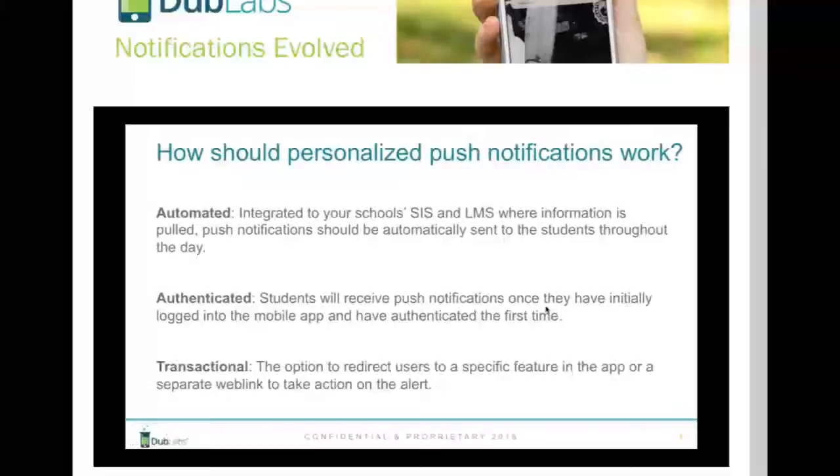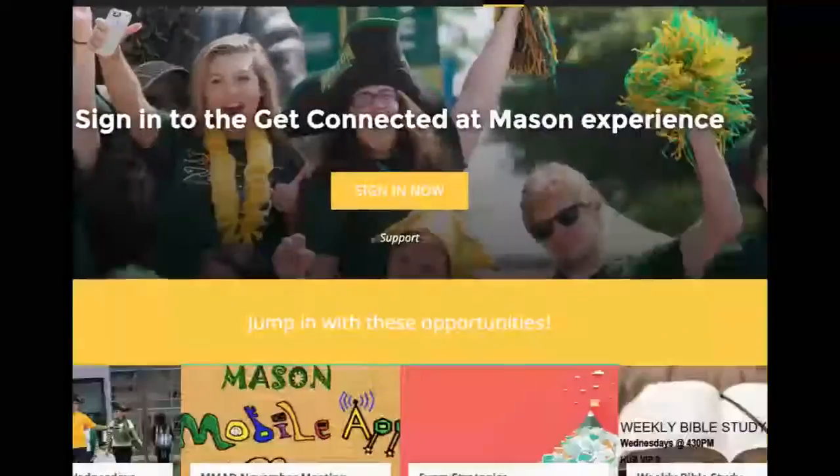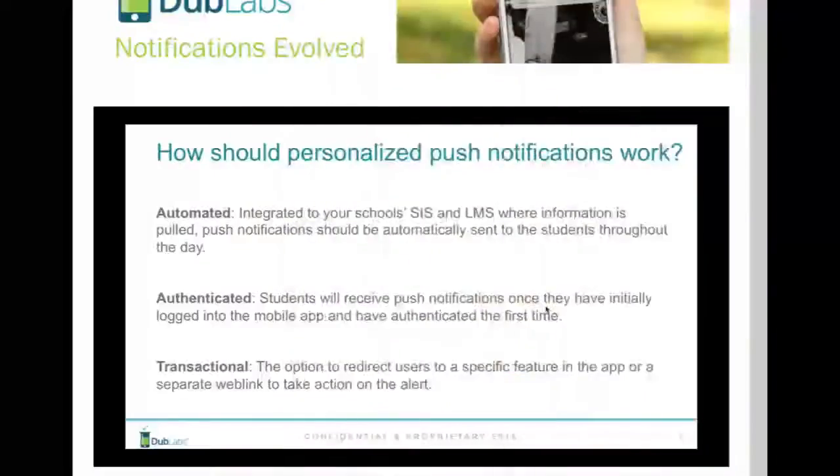So how are push notifications personalized? It really comes down to a little bit of technology, the ability to automate things by integrating into your school's SIS and LMS where information is pulled. Push notifications can then be delivered automatically to authenticated students throughout the day. The second piece is authentication. So the ability for students to log into your application. And once they've logged in, they're then going to be able to receive push notifications from your backend systems to their mobile app. And finally, they're transactional. So the ability to redirect a user to a specific feature in your application or even a separate web link for them to take action on the alert.